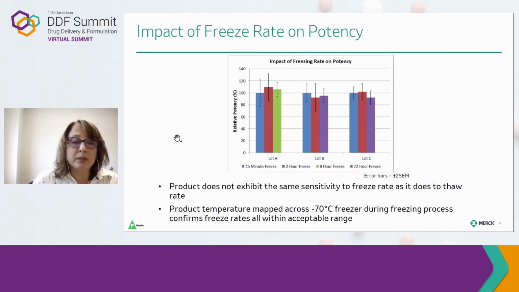And this was very important for us in freezing down the drug product, because it meant that you could just put that into the freezer and freeze it, and you would not have to worry about variability across your lot. And we actually did map the product temperature across the -70 freezer during the freezing process to confirm that all rates were within an acceptable range.